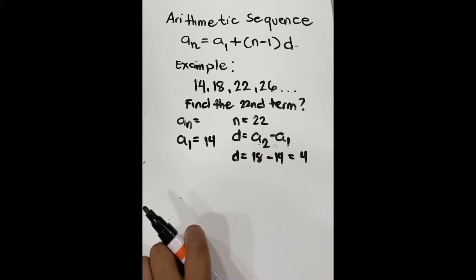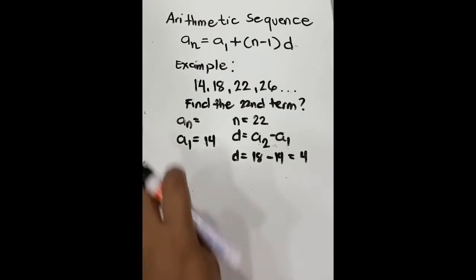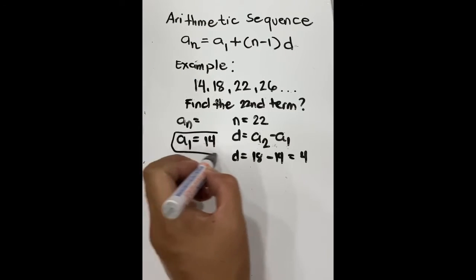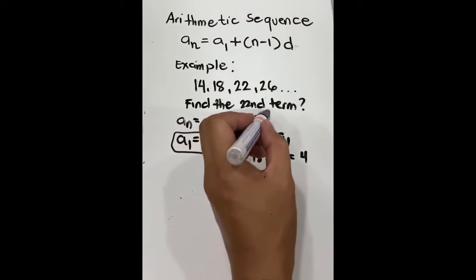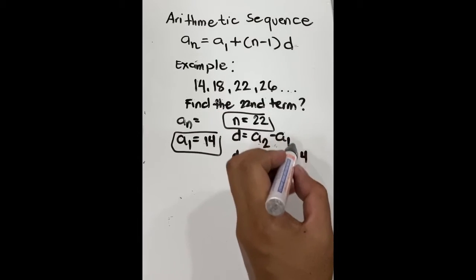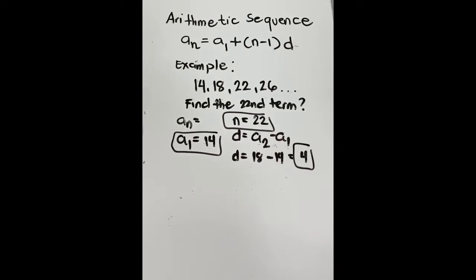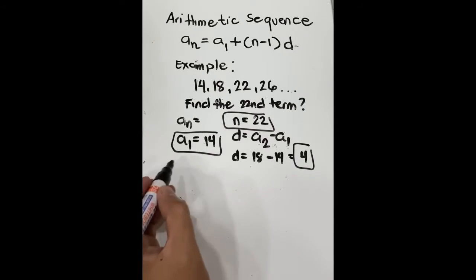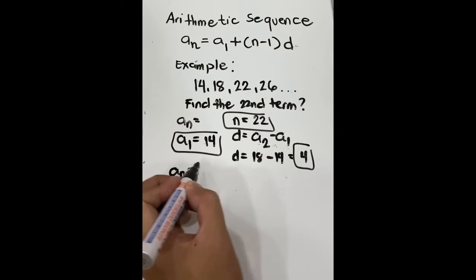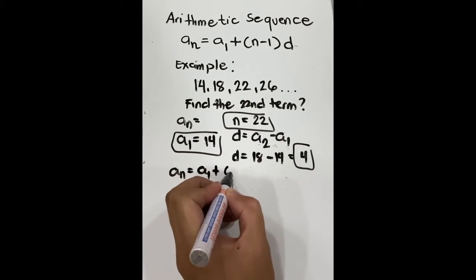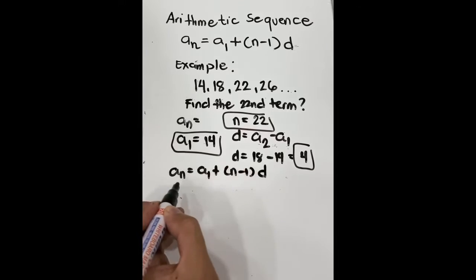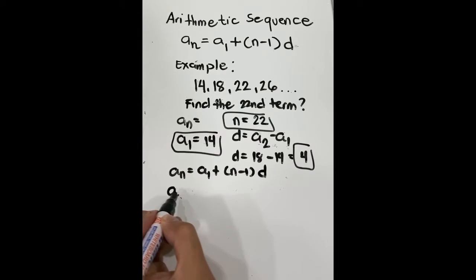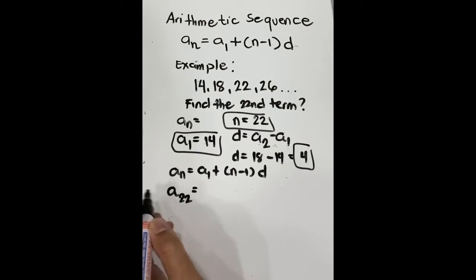Now, na kompleto na natin ang mga needed information, we can now use our formula. So a sub 1 natin, 14. Our number of terms is 22. And our common difference is 4. So since kompleto na yan, we will use now our formula, which is a sub n is equal to a sub 1 plus quantity n minus 1 d. So what is a sub n? That is the 22nd term. So hinahanap natin yung pang 22nd term. That's why we put a sub 22.